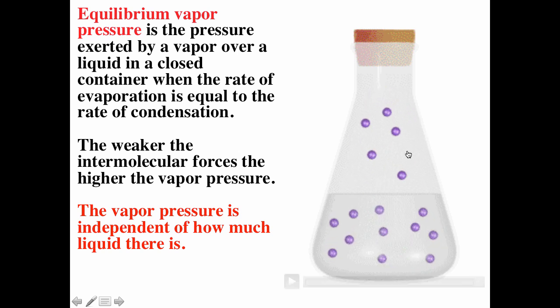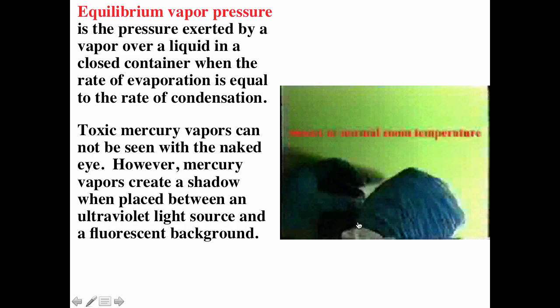It's also kind of interesting that the amount of liquid doesn't affect the vapor pressure. And so if we have a lot of liquid, we'll have a vapor pressure. If we reduce it and have a very little liquid, we'll still have exactly the same vapor pressure. And so all liquids will have a vapor pressure, even mercury. And so you can actually see mercury vapors if you put the mercury between an ultraviolet light source and a fluorescent screen.